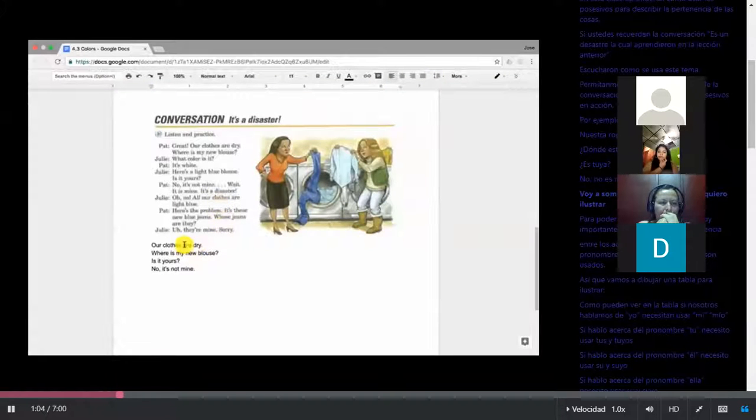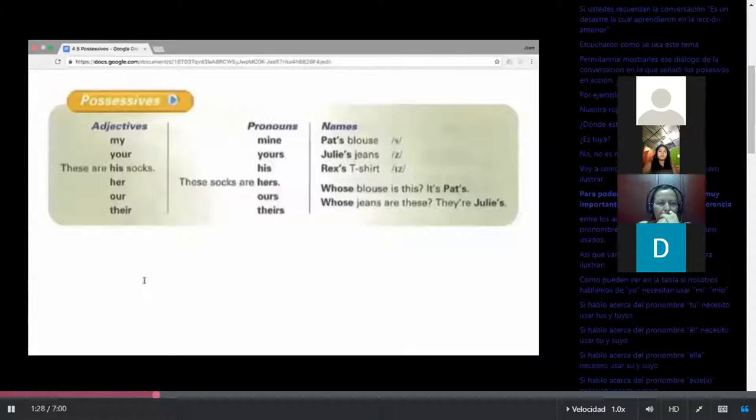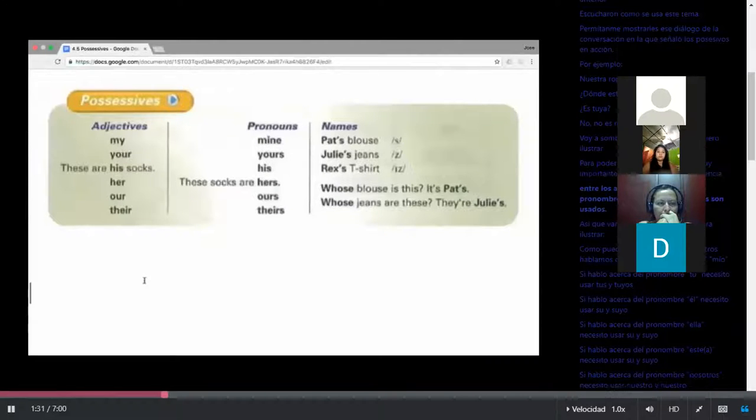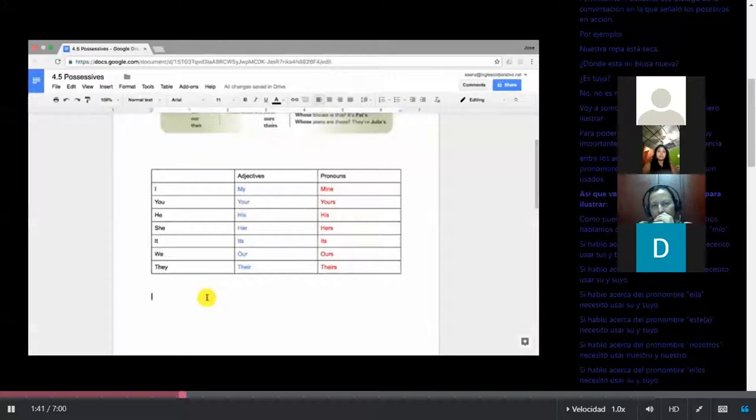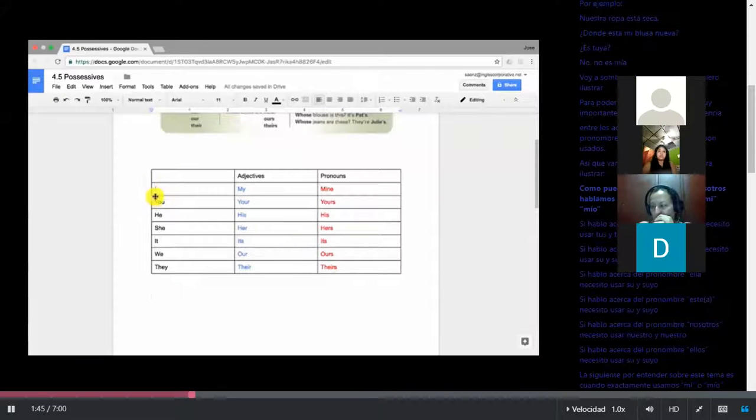I'm going to go ahead and highlight those possessives that I want to emphasize. In order to understand this topic, it's important that you understand the difference between possessive adjectives and pronouns and how they are used. So I'm going to draw a little chart to illustrate that. As you can see on this chart, if I talk about I, I will use the possessive adjective my and mine.